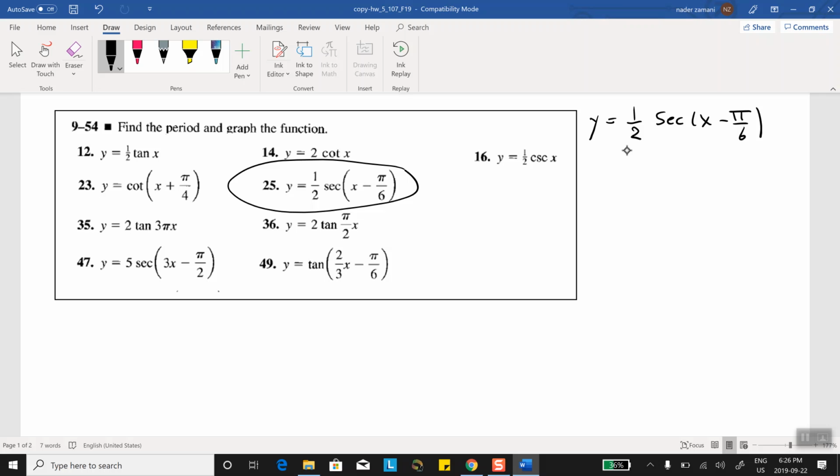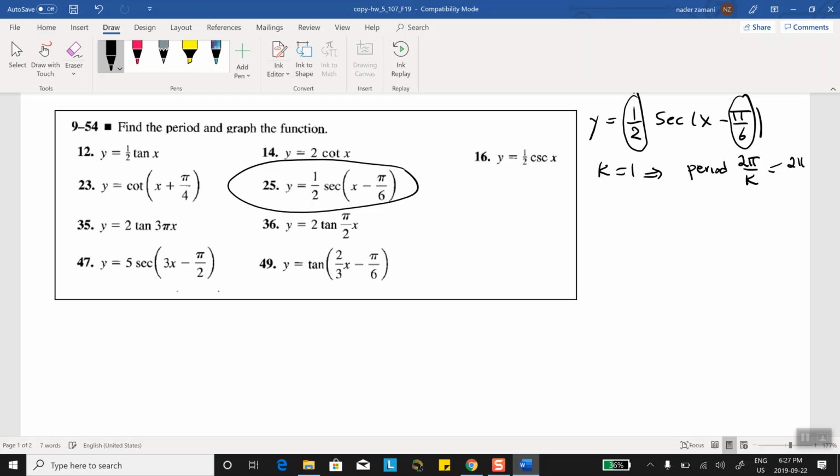Okay. So first of all, if you temporarily ignore this 1/2, all that does is shrinking or stretching in the vertical direction. In this case, shrinking, of course. If you look at what I've got here, k is 1. That means the period is 2 pi. It's always 2 pi over k, so for secant it is 2 pi.